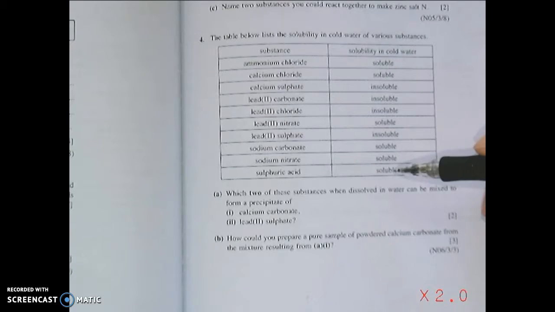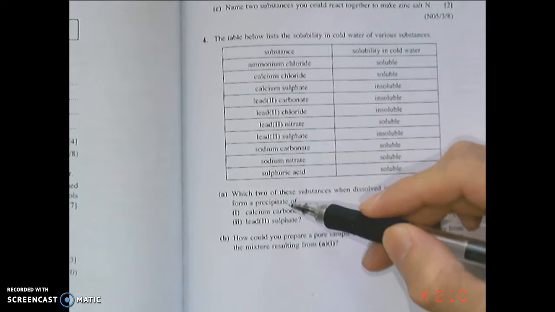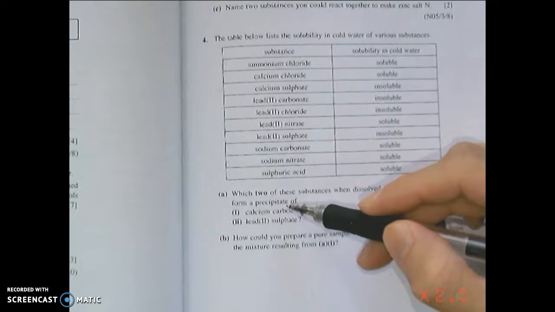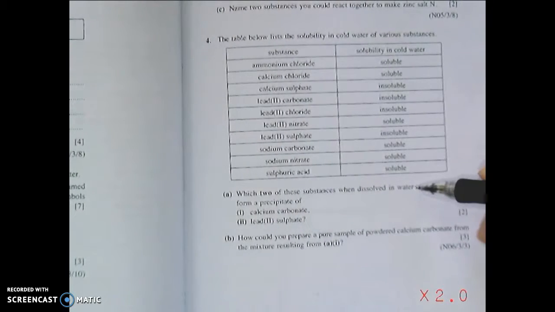words in the question. So for example, if you look at this word in 4a, there's the word precipitate. Precipitate means an insoluble salt is produced. This tells us that the method of salt preparation used would be precipitation. Another key phrase you can see is dissolved in water.